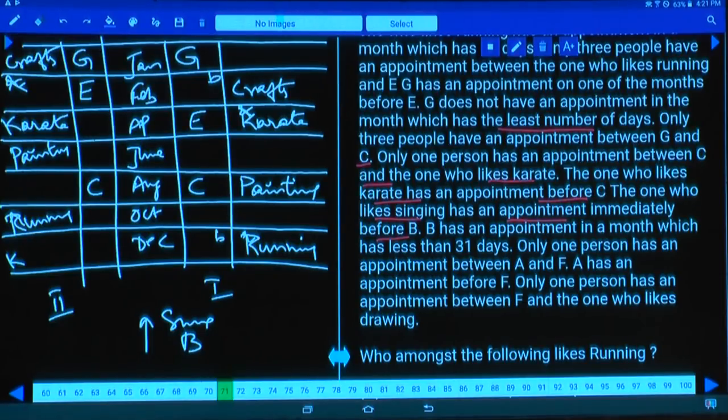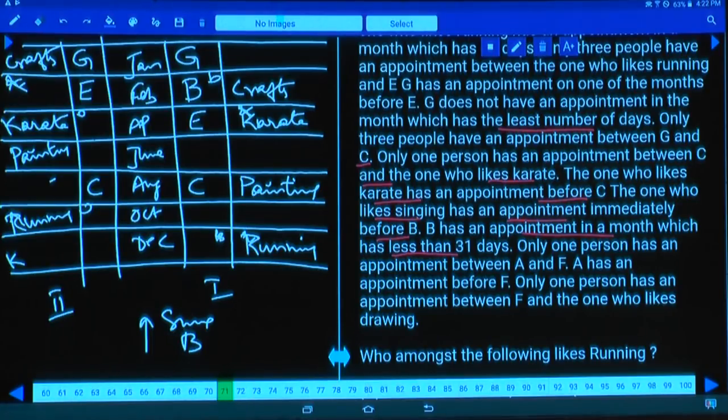Similarly, B and singing: if B is here, singing will be here, or if B is here, singing will be here. There are two cases in each of these. B has an appointment in a month which has less than 31 days. Now, B cannot be in the month of December. Why? Because it has 31 days. Hence, in the first case, B must be in the month of Feb.